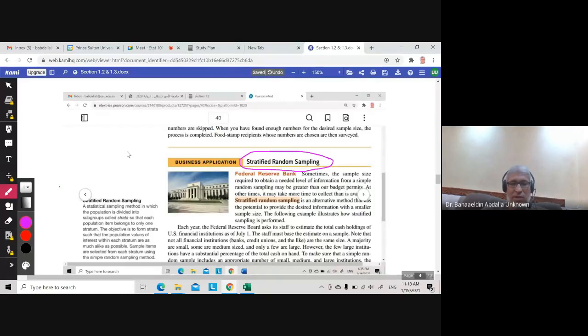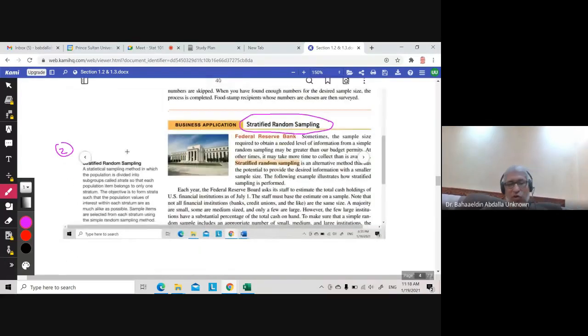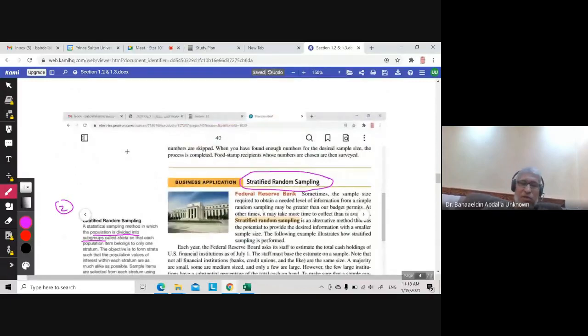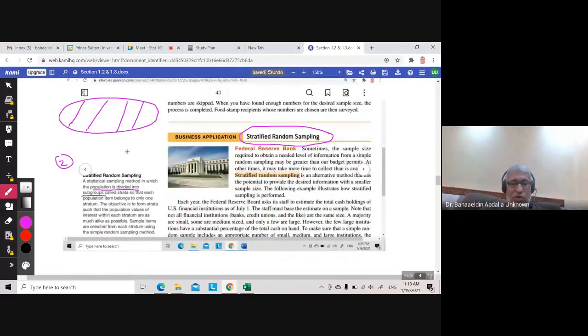This is method number 2. Here we divide the population into subgroups. Population is divided into subgroups. So if this is the population, for example, we may divide the population into 4 or 5 groups. Okay, 5 groups, for example. Then after that, from each group we select a sample. Sample items are selected from each stratum.